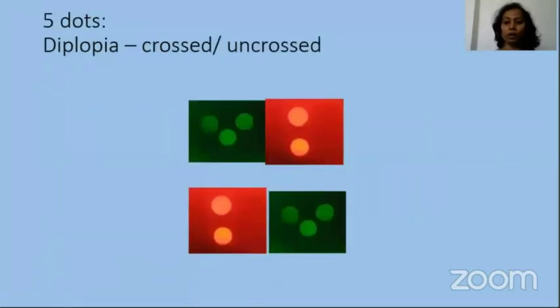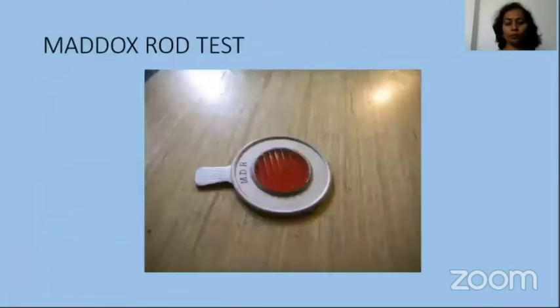In incompetent squint or the paralytic squint, the patients will give a response of 5 dots, that is diplopia, and this may be crossed or uncrossed. When the patient sees red on the right and green on the left, 5, it becomes an uncrossed diplopia. And when the green is seen on the left side, because the patient is wearing the green glass on the right but seeing the image on the left side, that becomes a crossed diplopia.